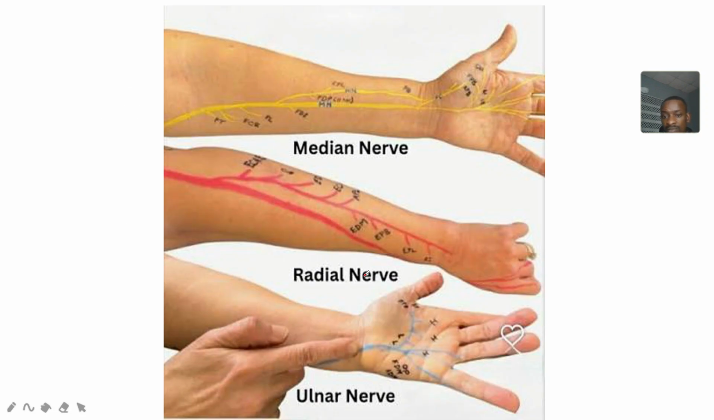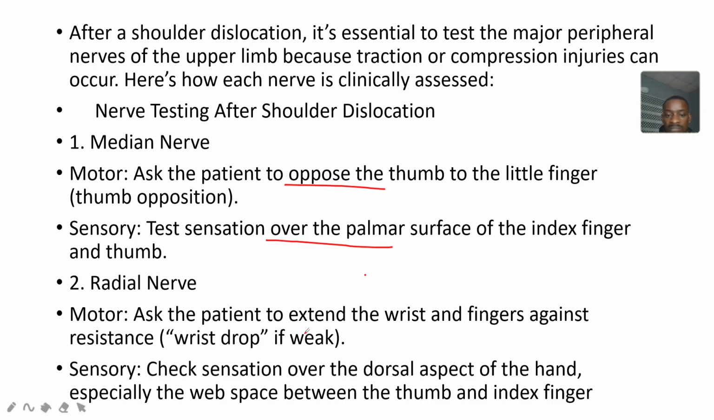Then radial nerve, how do you do it? You ask the patient to extend the wrist and fingers against resistance. Okay, so you see a wrist drop if it is weak. So for sensation, you check the dorsal aspect of the hand, especially the web space between the thumb and the index finger.